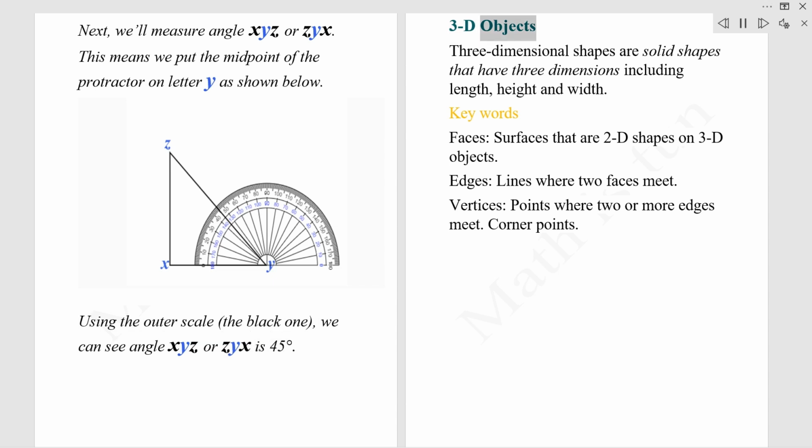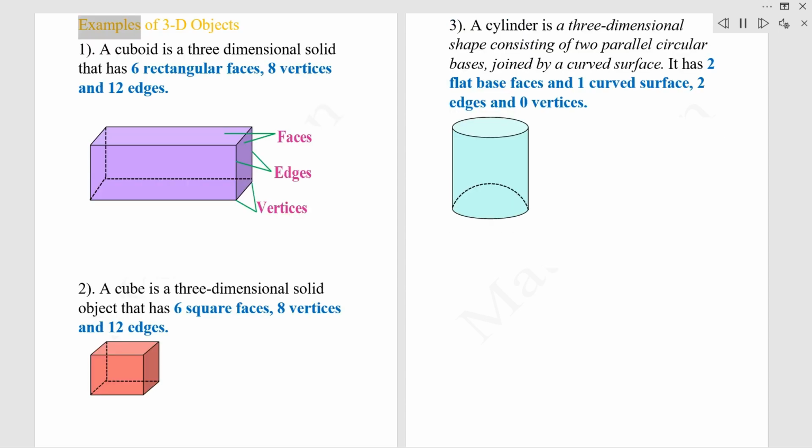3D objects. Three-dimensional shapes are solid shapes that have three dimensions including length, height, and width. Keywords. Faces, surfaces that are 2D shapes on 3D objects. Edges, lines where two faces meet. Vertices, points where two or more edges meet. Corner points. Examples of 3D objects.